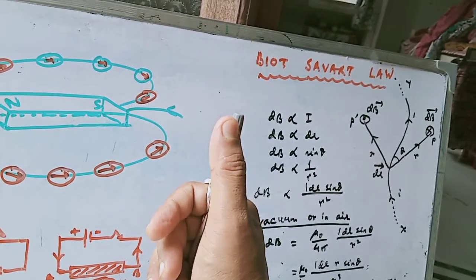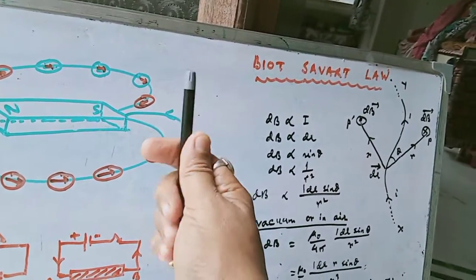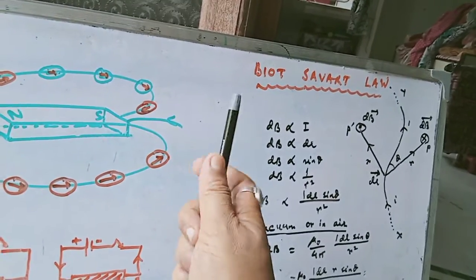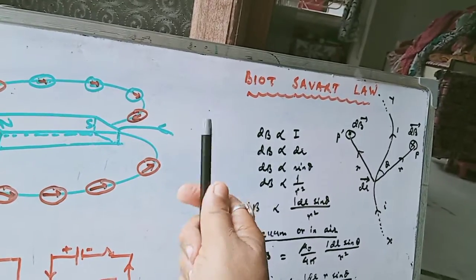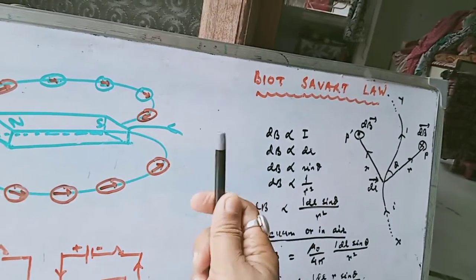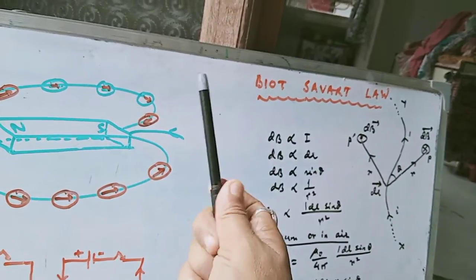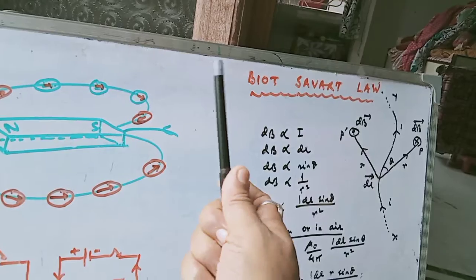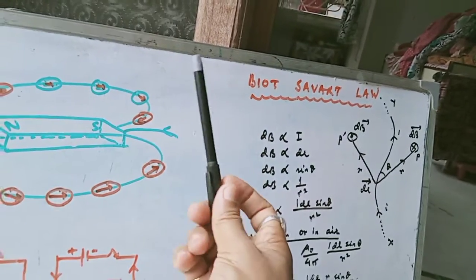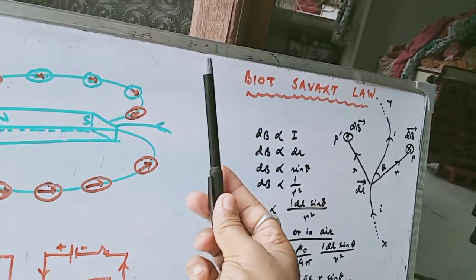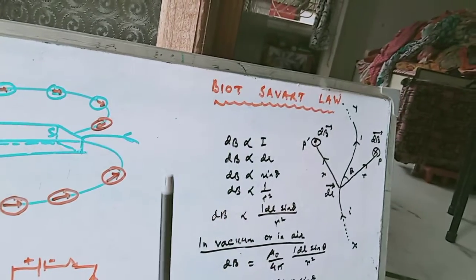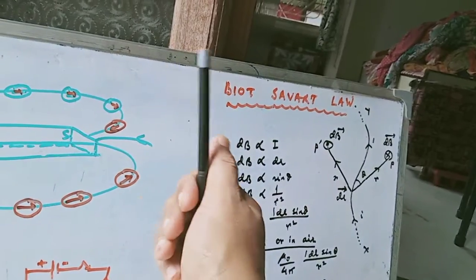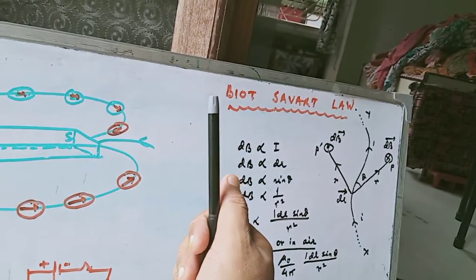Again, another is the right hand screw rule. If this is a screw and we are moving it in this manner, see the movement, this pen is the screwdriver. We are holding it in our right hand and rotate such that the screw moves in the direction of the current. This is the screw, it is moving in the direction of the current, see, in the upward direction. So if this is the direction of the current, this is the movement of the finger, this indicates the magnetic field.